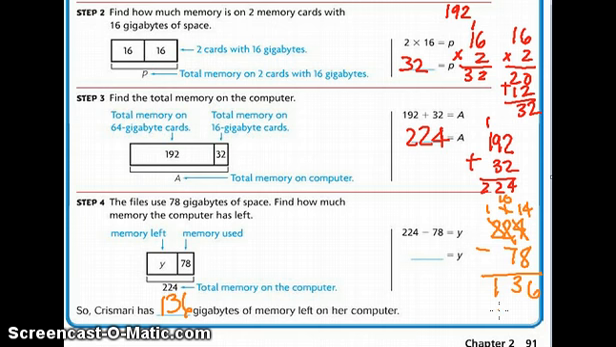If you solve these problems step by step, think through: what do you already know? What do you need to find out? And how are you going to find out? You can do it.